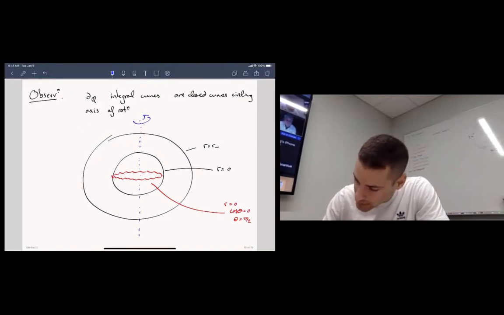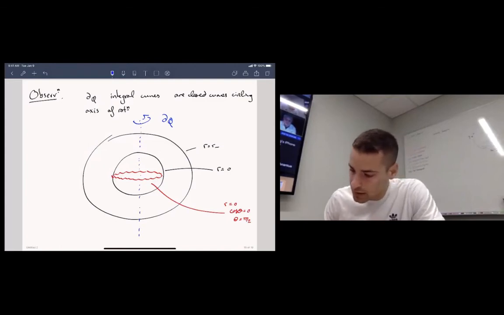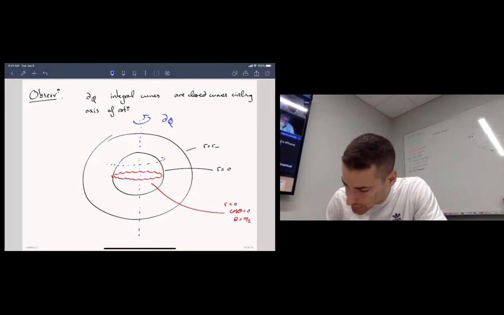And what I'm saying is that the integral curves of this vector are simply closed curves that circle the axis of rotation. So you could write such a curve as follows. This will be such an integral curve.